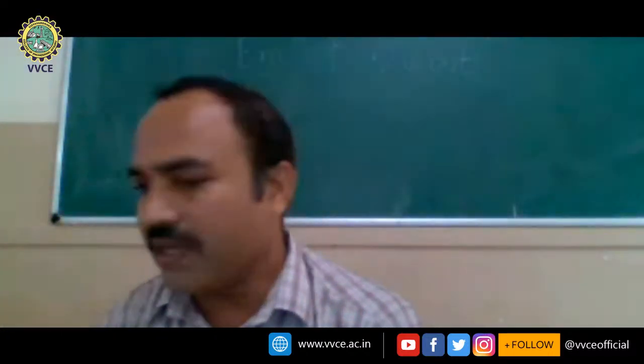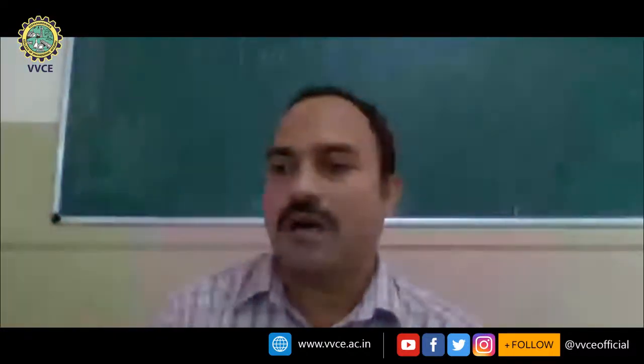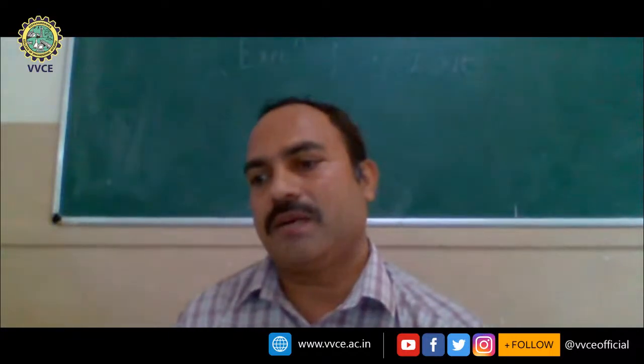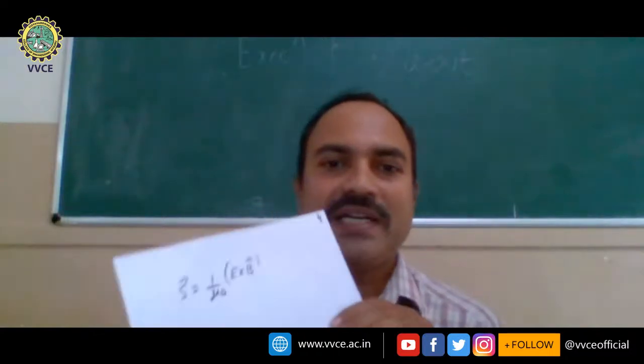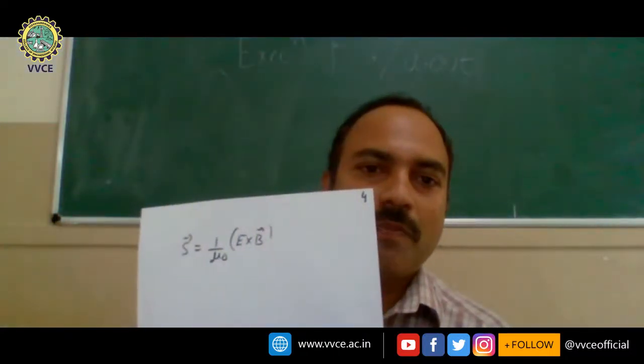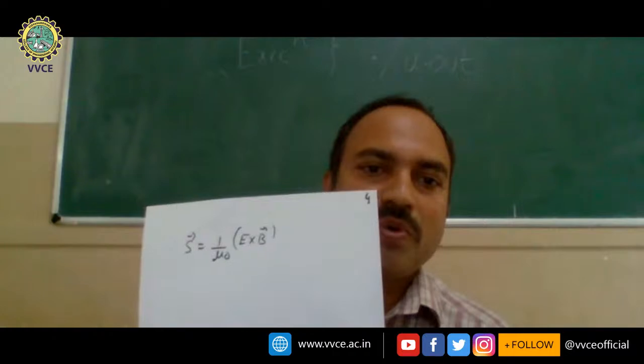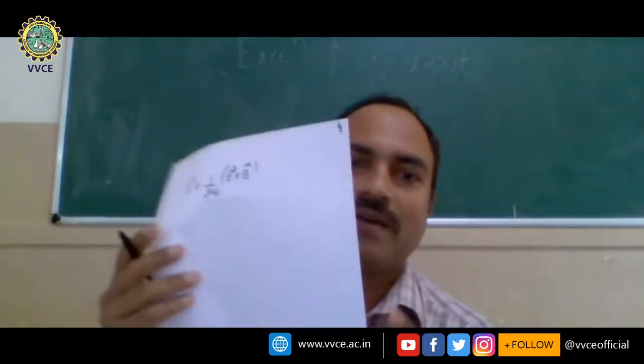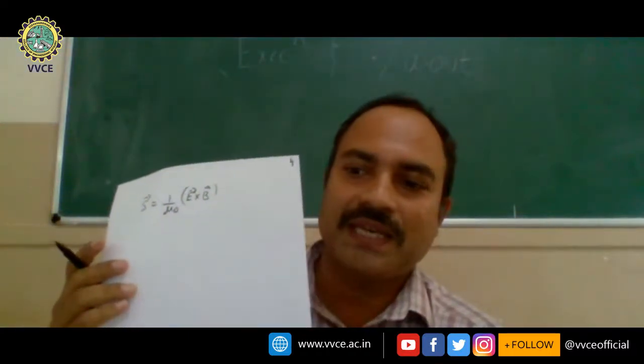We define a quantity which we call the Poynting vector. The energy transported per unit area per unit time is given by the Poynting vector. Here is the Poynting vector. S is called the Poynting vector; in free space it is 1 by mu naught into vector E cross vector B.